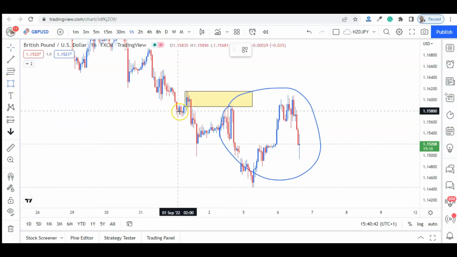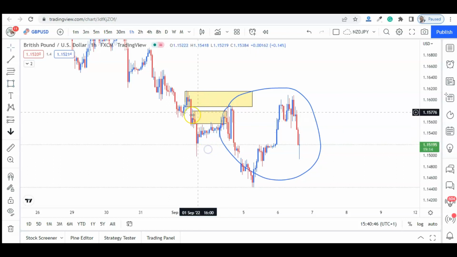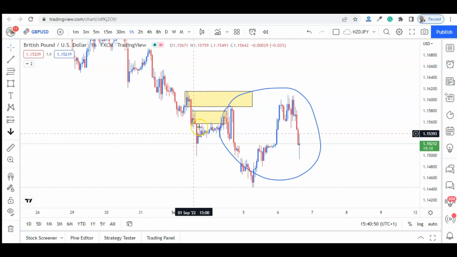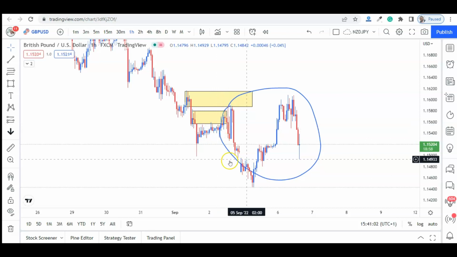I had 2 points of interest here. The first one was this, and the second one was this. And I took the trade in between here. I was scalping because I didn't see enough momentum, and I think there was some form of news release, but I won't go into that.